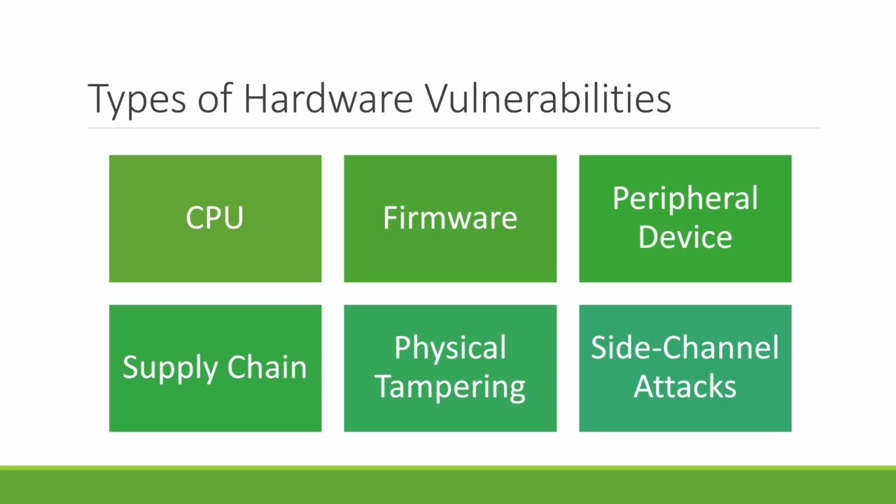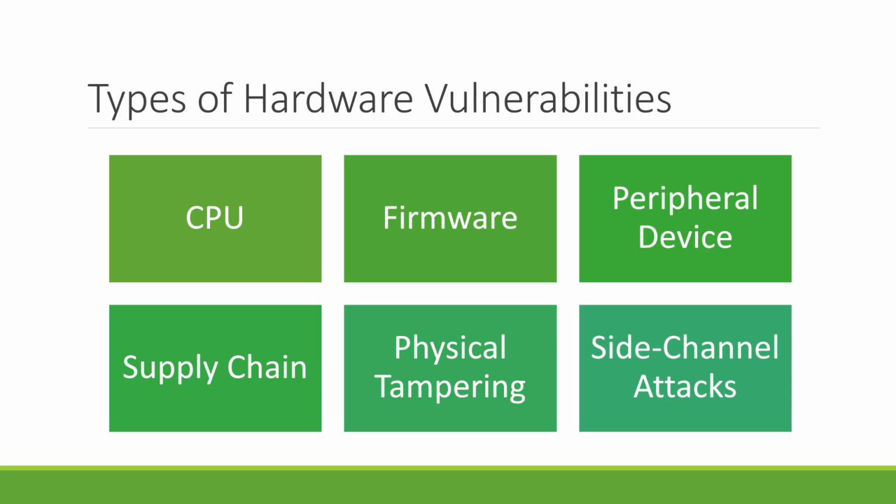Then we can get into physical tampering. Some hardware vulnerabilities may require physical access to the device. Well, attackers can tamper with the hardware components, such as inserting malicious chips or physically modifying circuit boards to introduce backdoors, or as easy as plugging in a drive-by device like a USB jump drive.